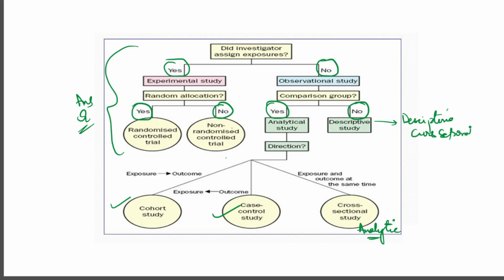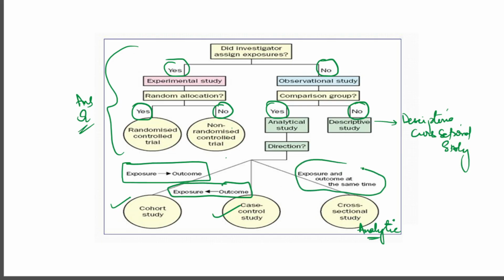So to complete our chart over here, this analytical study has got three directions. If the study goes from exposure to outcome, then it is called as cohort study, and if it goes the other way, that is from outcome to exposure, then it is called as case control study. And both exposure and outcome, if they are measured at the same time, then it is called as a cross-sectional study of the analytical type. Further, you have cohort study can be of prospective type, retrospective type, or you have the hybrid type. Prospective, retrospective, and then hybrid.